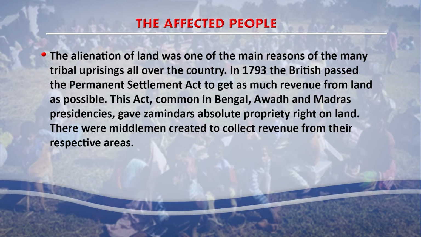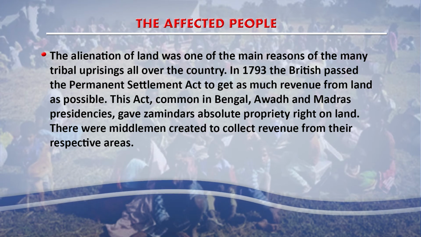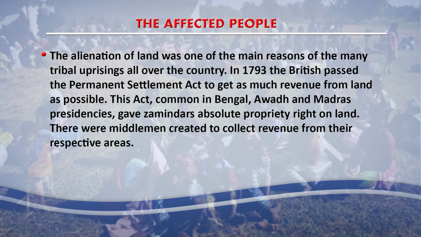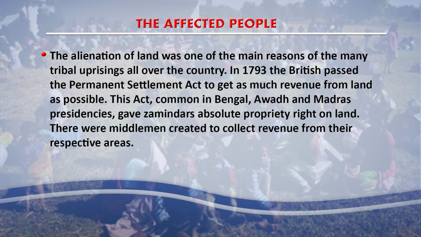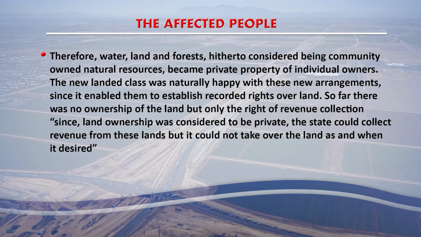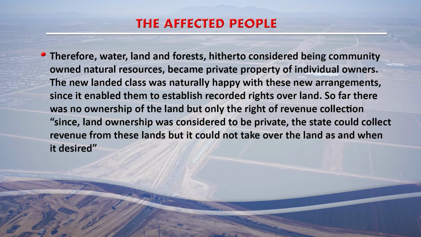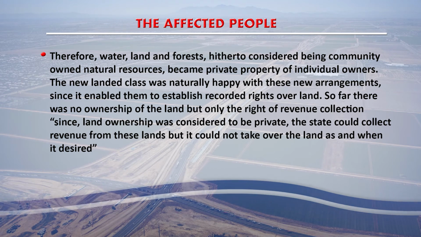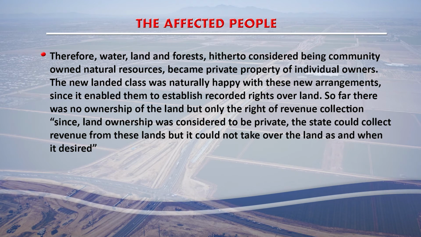Now, the alienation of land was one of the main reasons of the many tribal uprisings all over the country. In the year 1793, the British passed the Permanent Settlement Act to get as much revenue from land as possible. Now, this act, common in Bengal, Awadh and Madras presidencies, gave zamindars absolute proprietary right on land. There were middlemen created to collect revenues from their respective areas. Therefore, water, land, and forests, till now considered to be community-owned natural resources, became private property of individual owners. The new landed class was naturally happy with the new arrangements, since it enabled them to establish recorded rights over land. So far, there was no ownership of the land, but only the right of revenue collection.